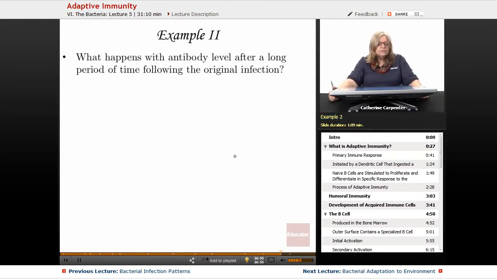So the second question has to do with what happens with antibody level after a long period of time following the original infection. That question really gets back to this whole memory issue. So what constitutes the length of time that our immune system can remember infections? I actually think that's a highly variable process.